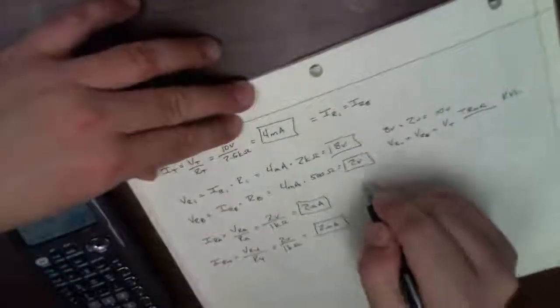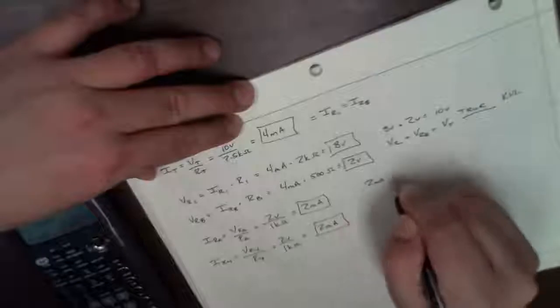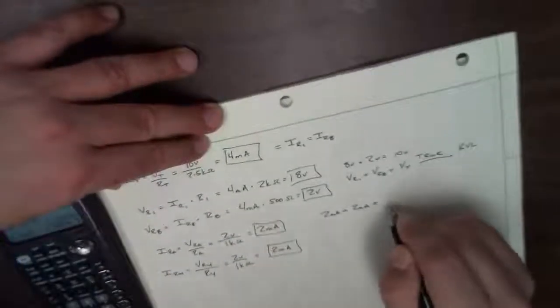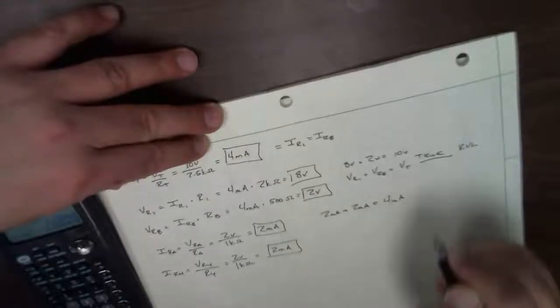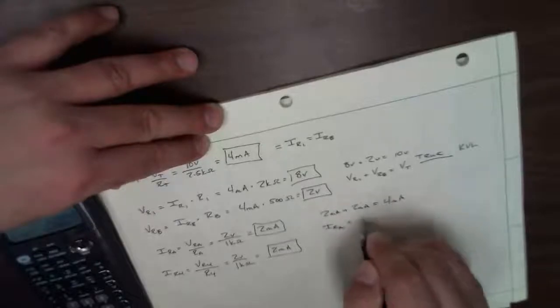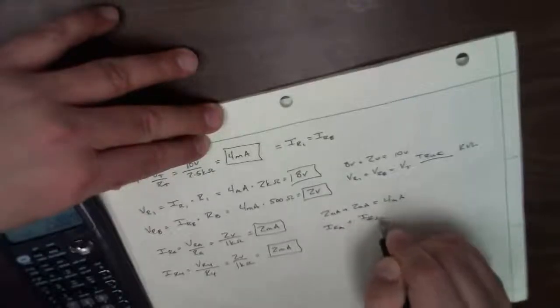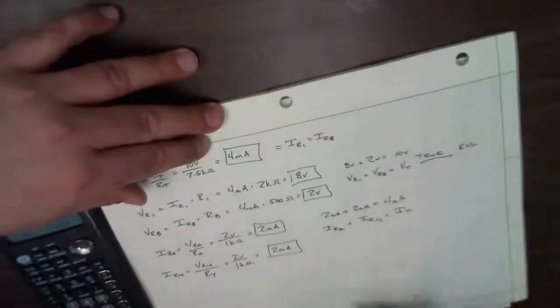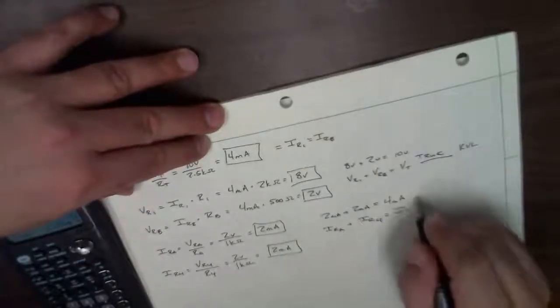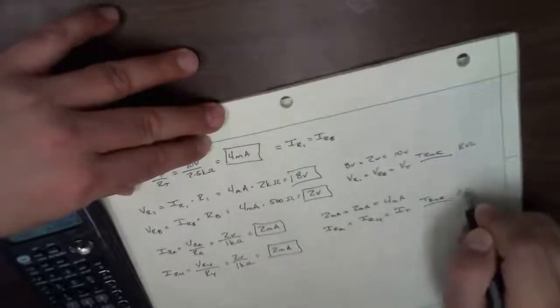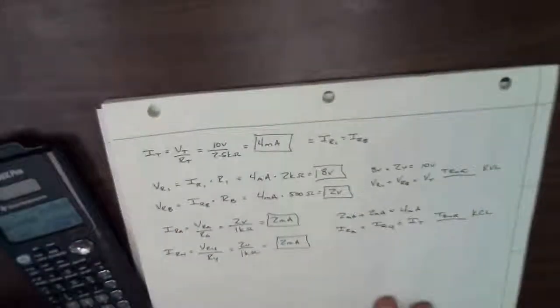So what do we mean by that? So 2 milliamps plus 2 milliamps equals 4 milliamps. IRA plus IR4 equals IT, which happens to be the total current coming into this combination. And that's true. And that's Kirchhoff's current law. All right, so we checked out.